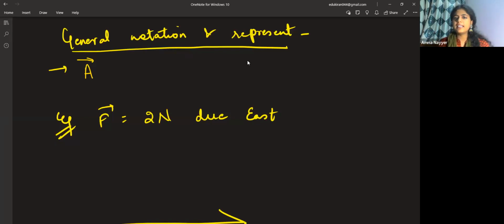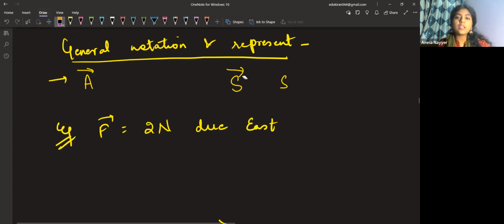See, if I say this S is the symbol for distance and displacement, how will you tell me whether it's displacement or distance? Obviously, you will put an arrow. This means this is displacement. If you just have an S, this means this is distance. So we write this arrow for it.